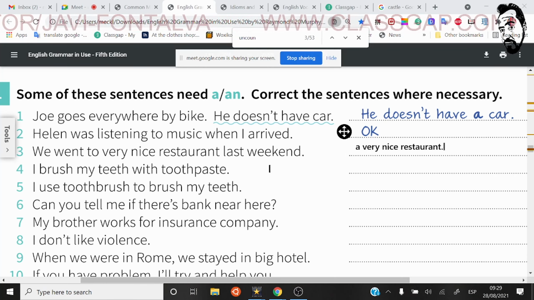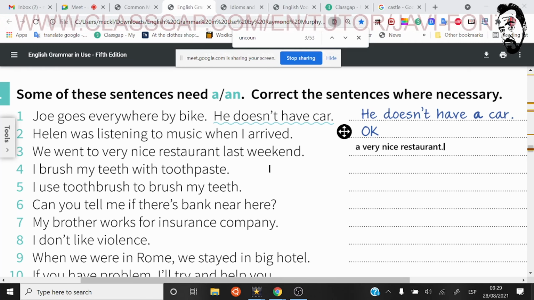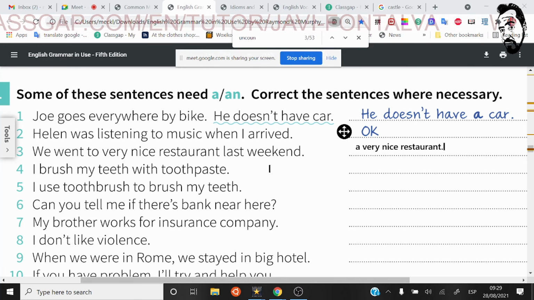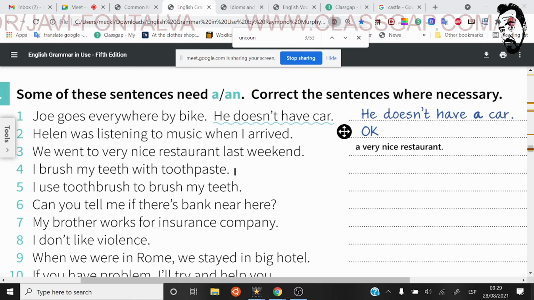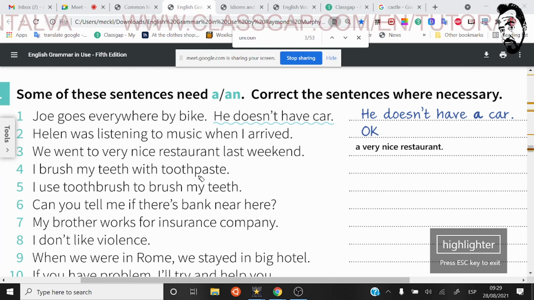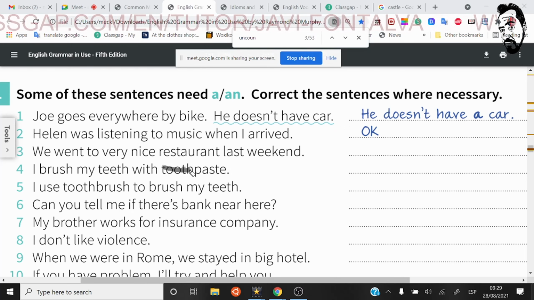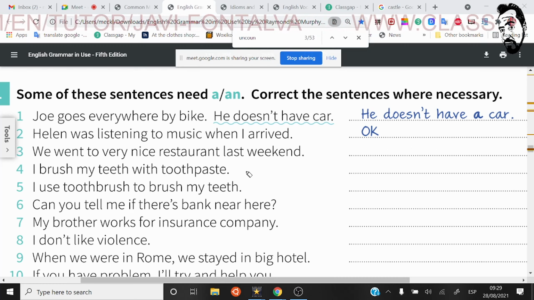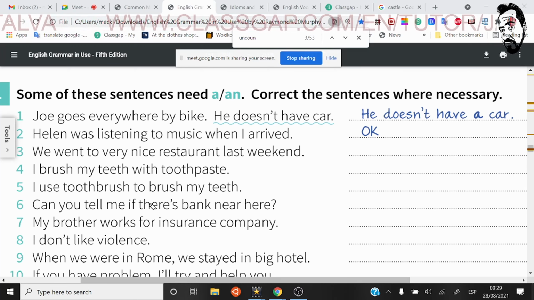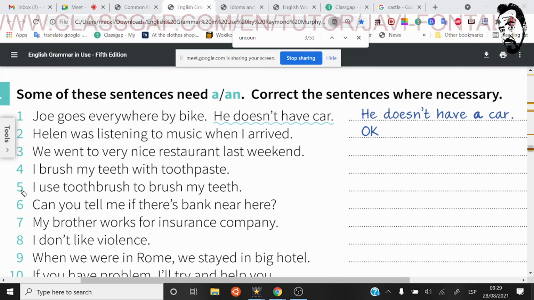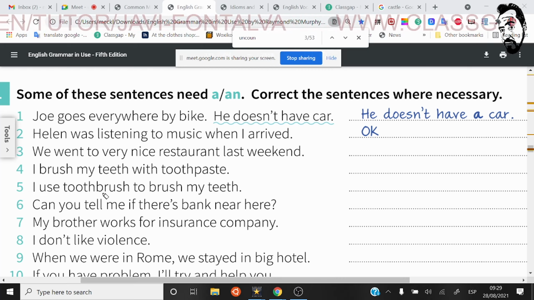Four. I brush my teeth with a toothpaste. First of all, is it okay or not okay? It's actually okay, no problem here. Toothpaste is uncountable, so you don't need to say a toothpaste. You just say toothpaste or some toothpaste. Do you understand toothpaste? Sí, pasta dental. Five. It's wrong. I use a toothbrush to brush my teeth. Exactly.